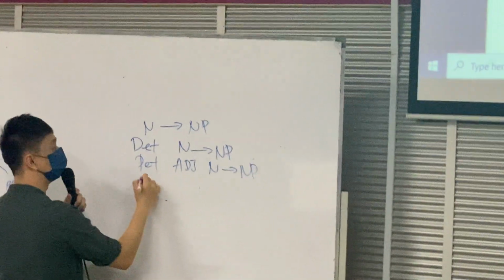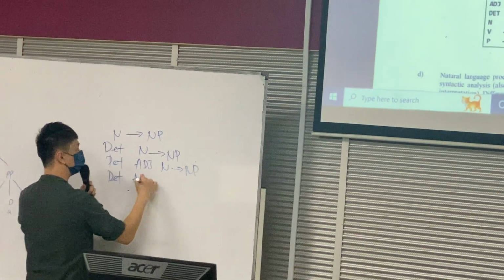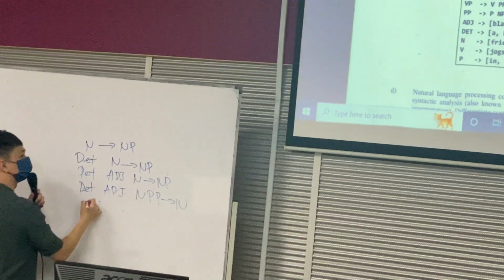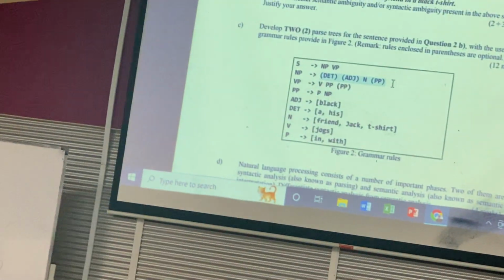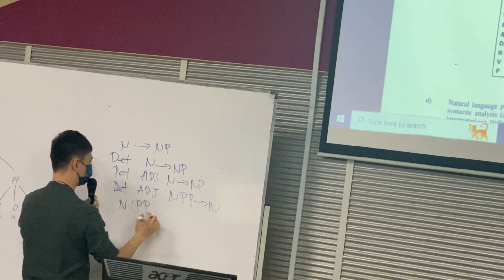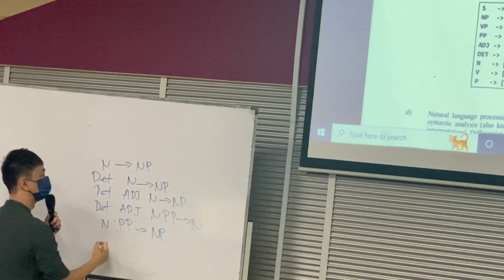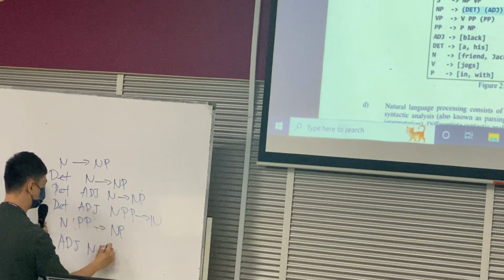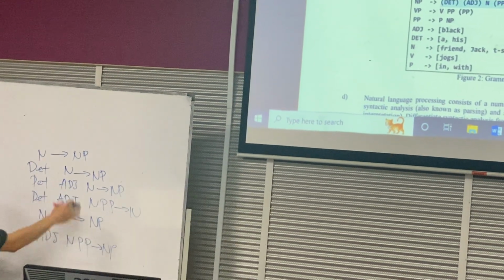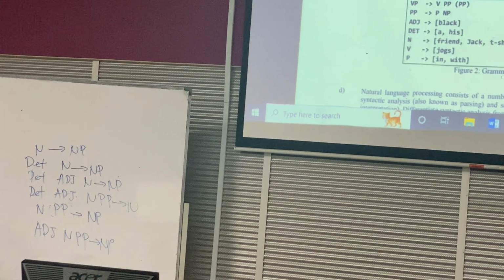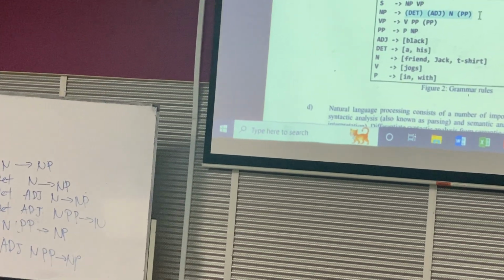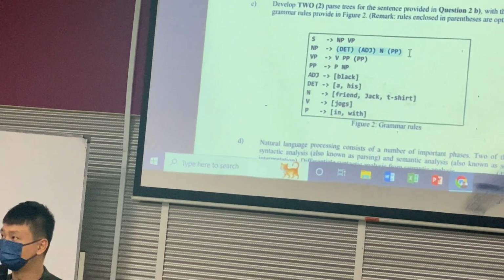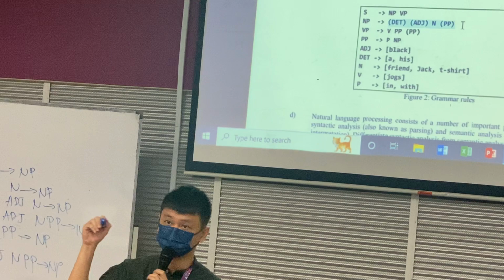You could have a DT, adj, and PP give you a noun phrase, or you could have a noun joined with the PP give you a noun phrase, or you can have an adj, noun, PP give you a noun phrase. So these are the different combinations. Based on rule number 2, the bracket means that it's optional. So these grammars are optional, appearing inside these rules. Okay? So now you have these brackets.